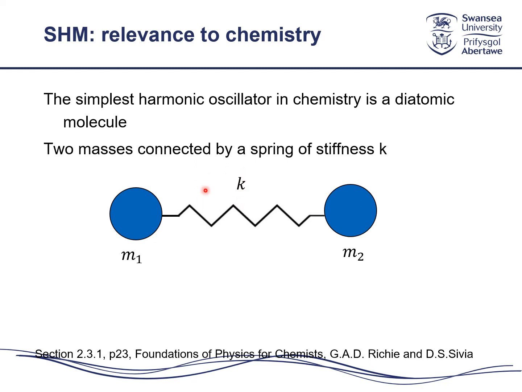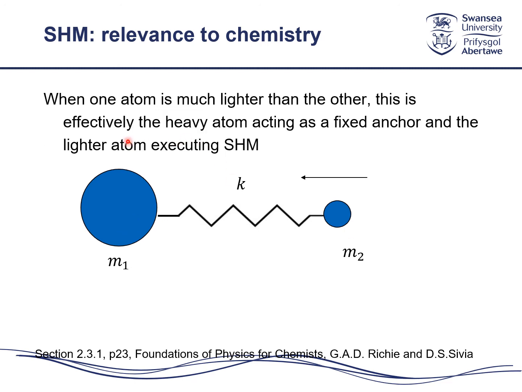As we will find out, k will be proportional to a wide variety of things. In some senses, it can be modelled as bond strength, so a spring which is more difficult to compress and extend could be a stronger bond, for example. And we can also say that if one atom is much lighter than the other, the heavy atom is effectively acting as a fixed anchor, and the lighter atom is then executing simple harmonic motion. So in this case, M1 is much greater than M2. M2 is then acting as the object oscillating around a fixed point on this spring, which is the bond between the two masses.